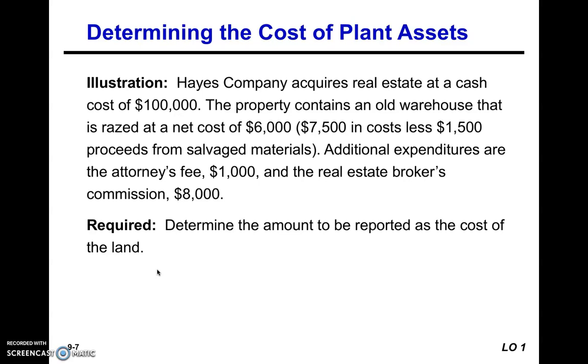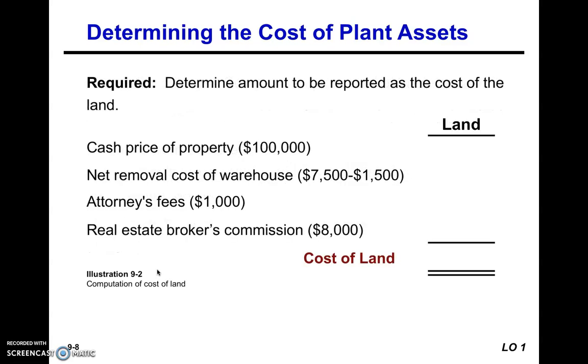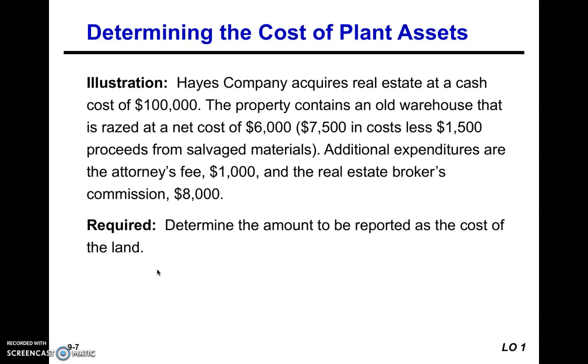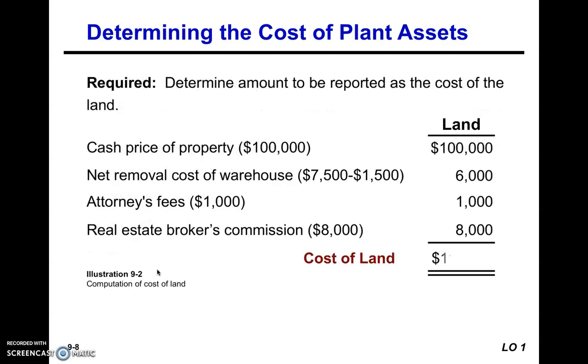They also paid for attorney fees and real estate commissions. So therefore, the cost of the land would be the $100,000 plus the $6,000, $1,000, and $8,000, so total $115,000. Now, because they paid cash, we're going to debit land and credit cash for the $115,000. So that would be the journal entry.